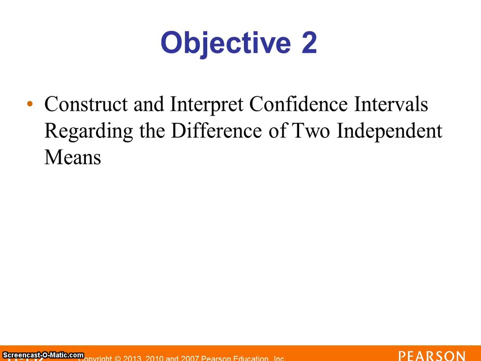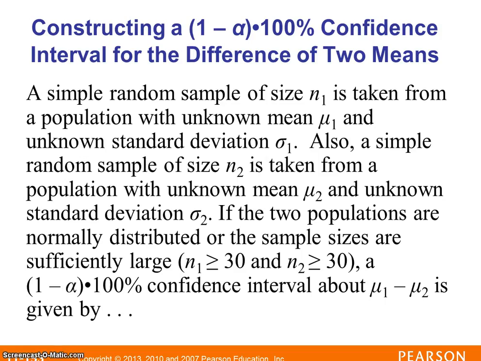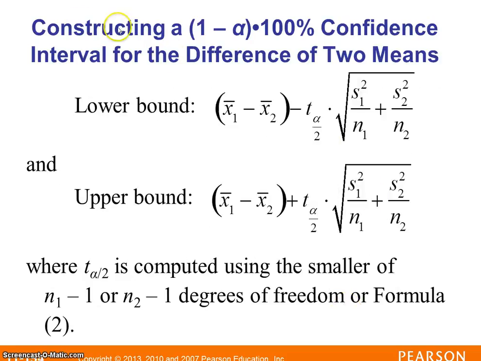So objective 2 in this case would be to construct and interpret confidence intervals regarding the difference of two independent means. In this case, certain conditions should be met, right? n1 and n2 should be greater than 30. And the alpha confidence interval in this case will be given by this formula. It's similar to the formula we saw for the test statistic, the bottom part we saw. And you're basically subtracting and adding the same thing. So you might want to compute this, and then subtract this number from that, and then add this number to that.